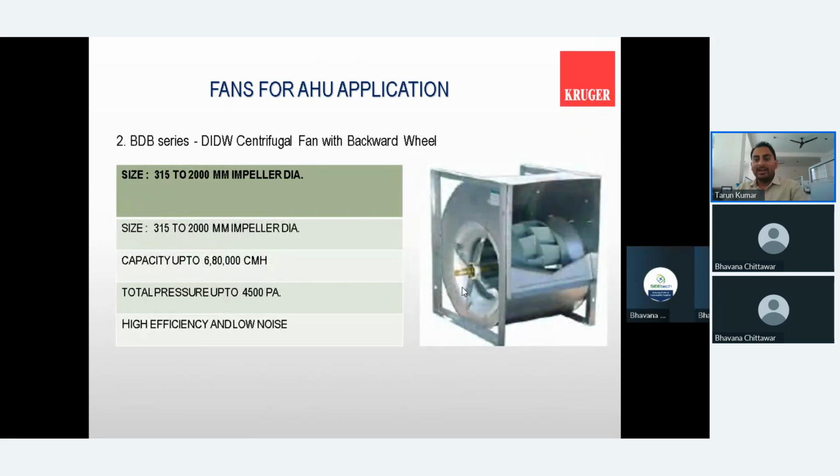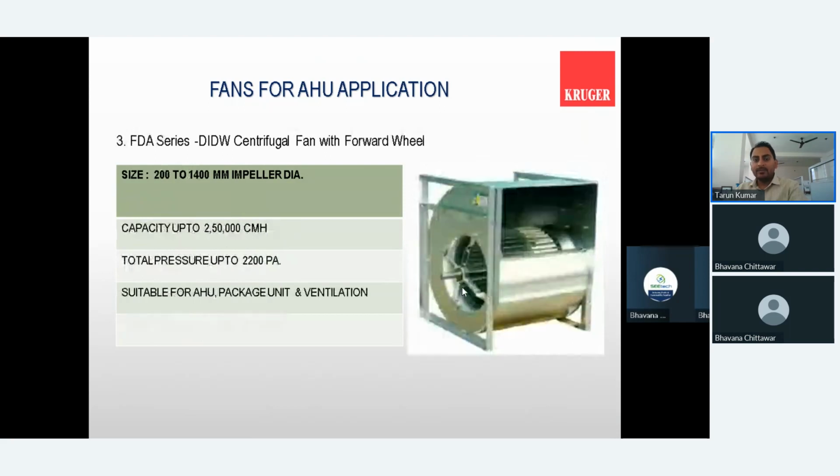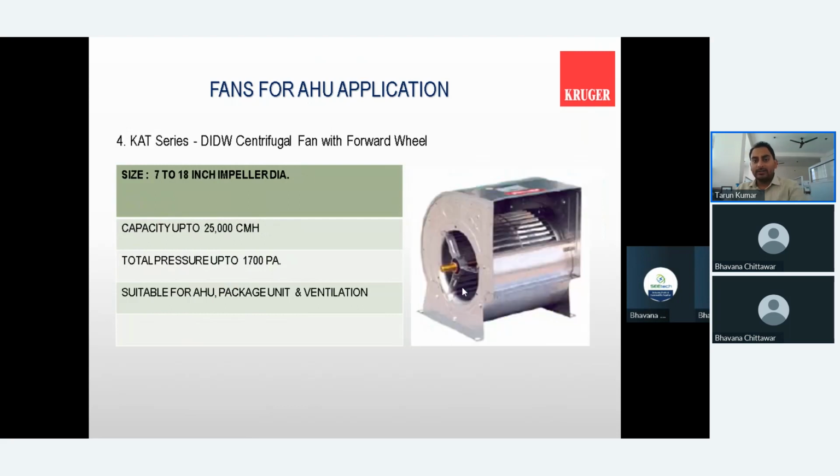The backward curve fan, as I told you, is very similar to the aerofoil curve. It has a little bit lesser efficiency than the aerofoil curve, and it's used for all the similar applications where we are using the aerofoil curve impeller. Further to that, for the forward curve fan, wherever our static pressure is less than 50 mm static, we are supposed to go with the forward curve fan for all kinds of AHU applications.